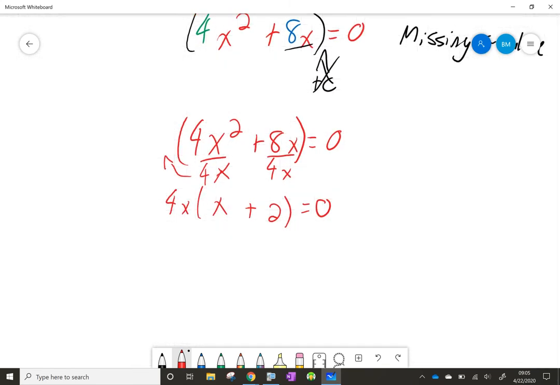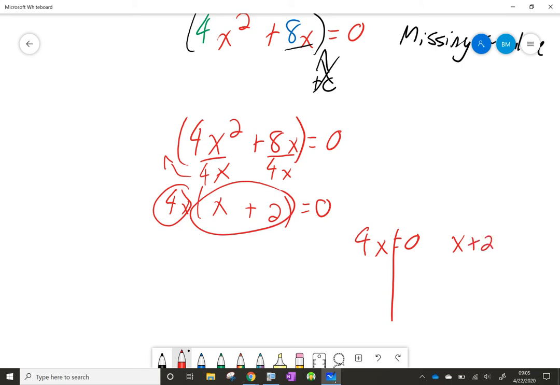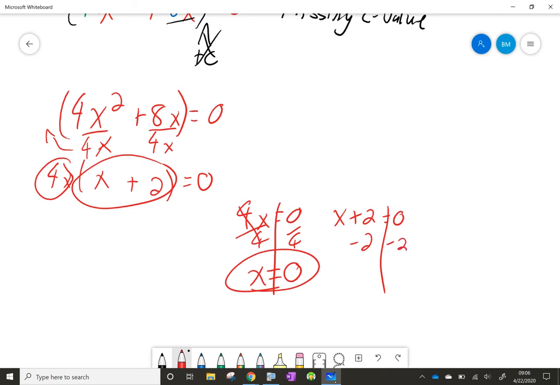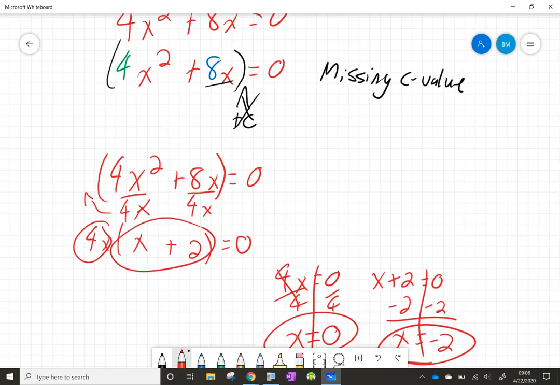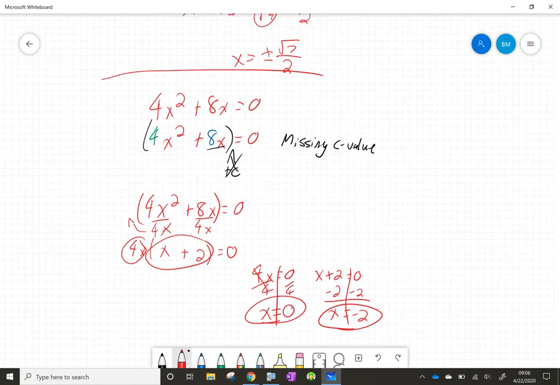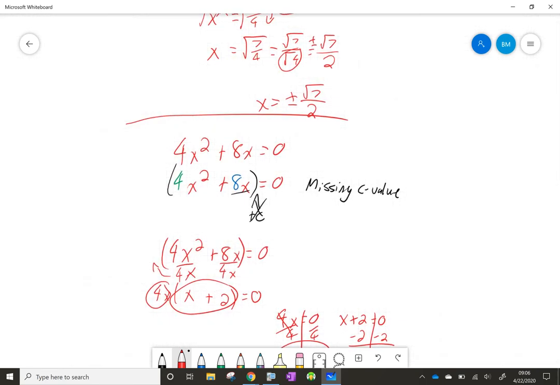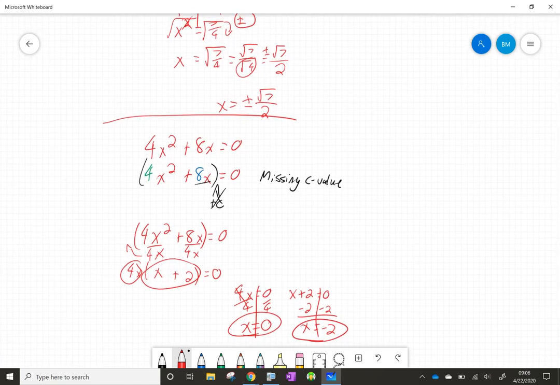And so now all we have to do is set each part equal to 0. So 4x equal to 0 to solve it, and x plus 2 equal to 0 and solve it. So first one's pretty simple because you divide by 4, and 0 divided by 4 is still going to be 0. And then the next one you just subtract 2. So x equals negative 2. So that took a lot less time than having to go through the whole quadratic formula. So if you're missing the b value or missing the c value, just remember there are simpler ways of solving problems. Sometimes they take a lot less time, a lot less work to figure out.